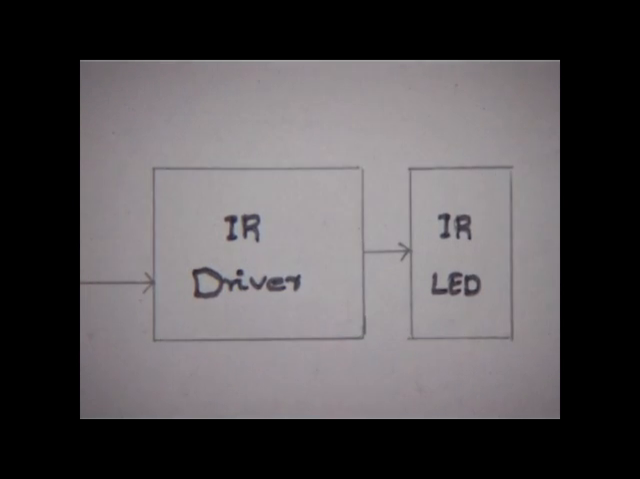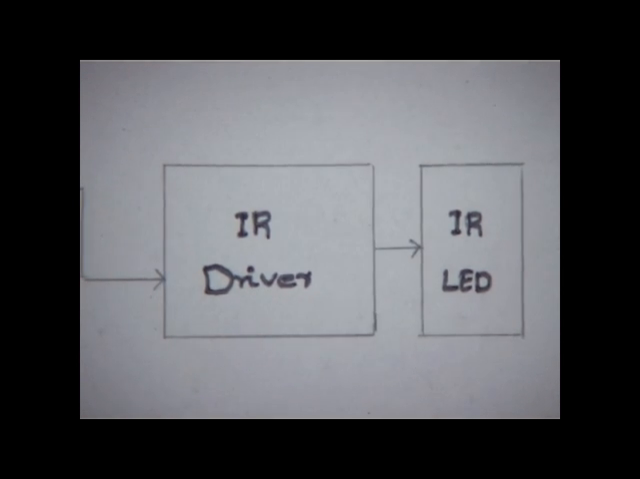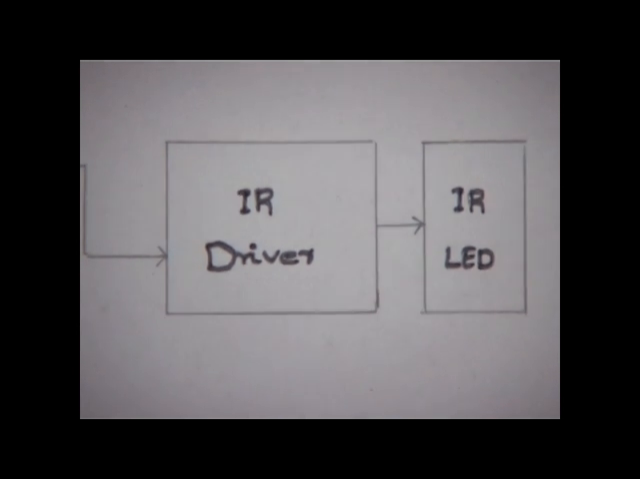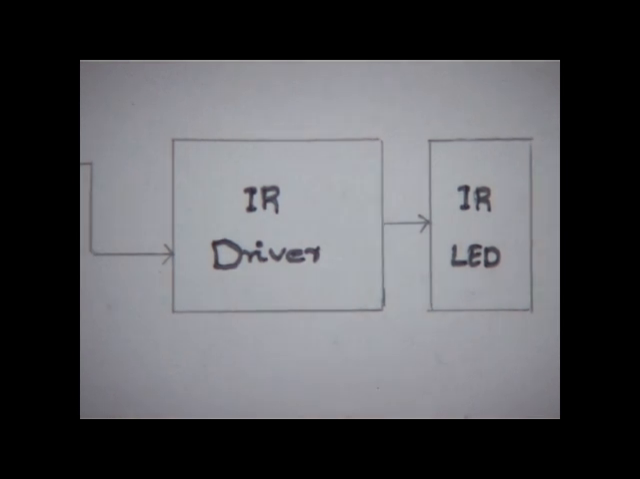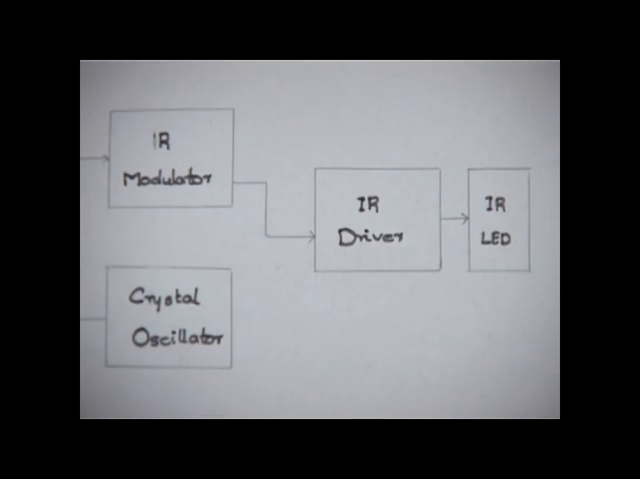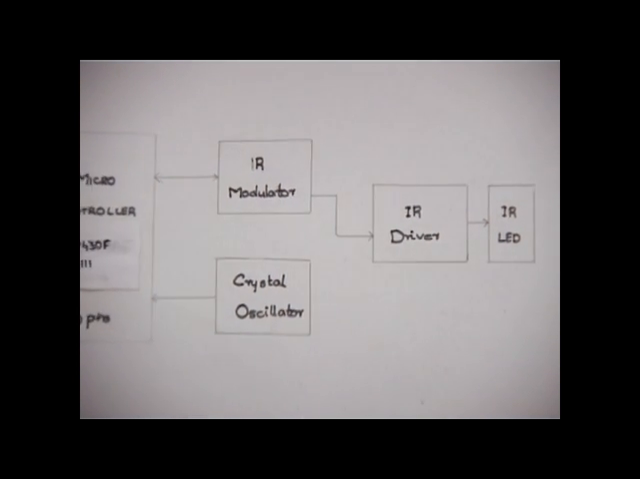The IR driver is a current cum voltage amplifier, which means a power amplifier. It increases the input power received from the output of the IR modulator. The IR LED here is a transceiver and this acts as a transmitter. Here we are using the CC2500 transceiver. This is a low cost, low power 2.4 GHz RF transceiver.